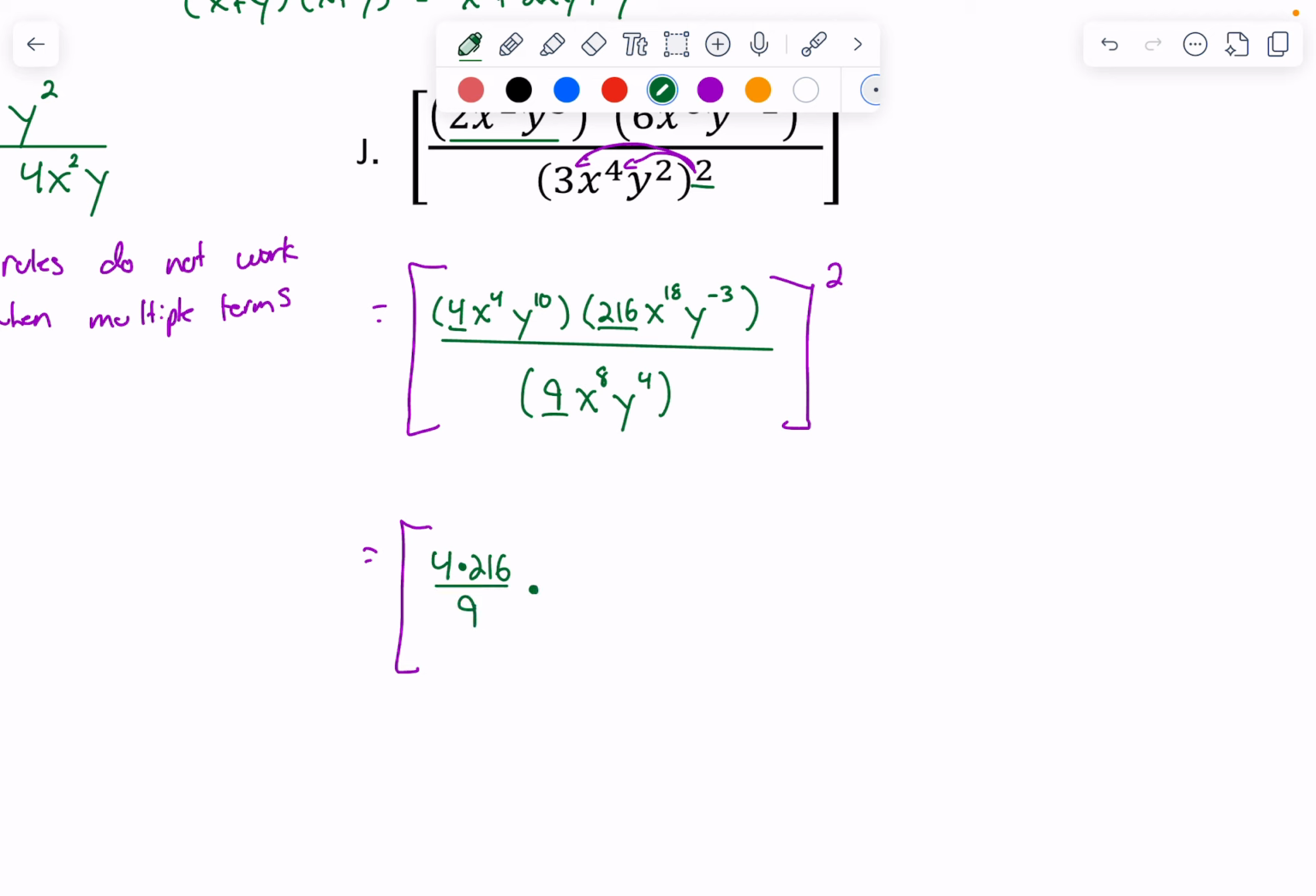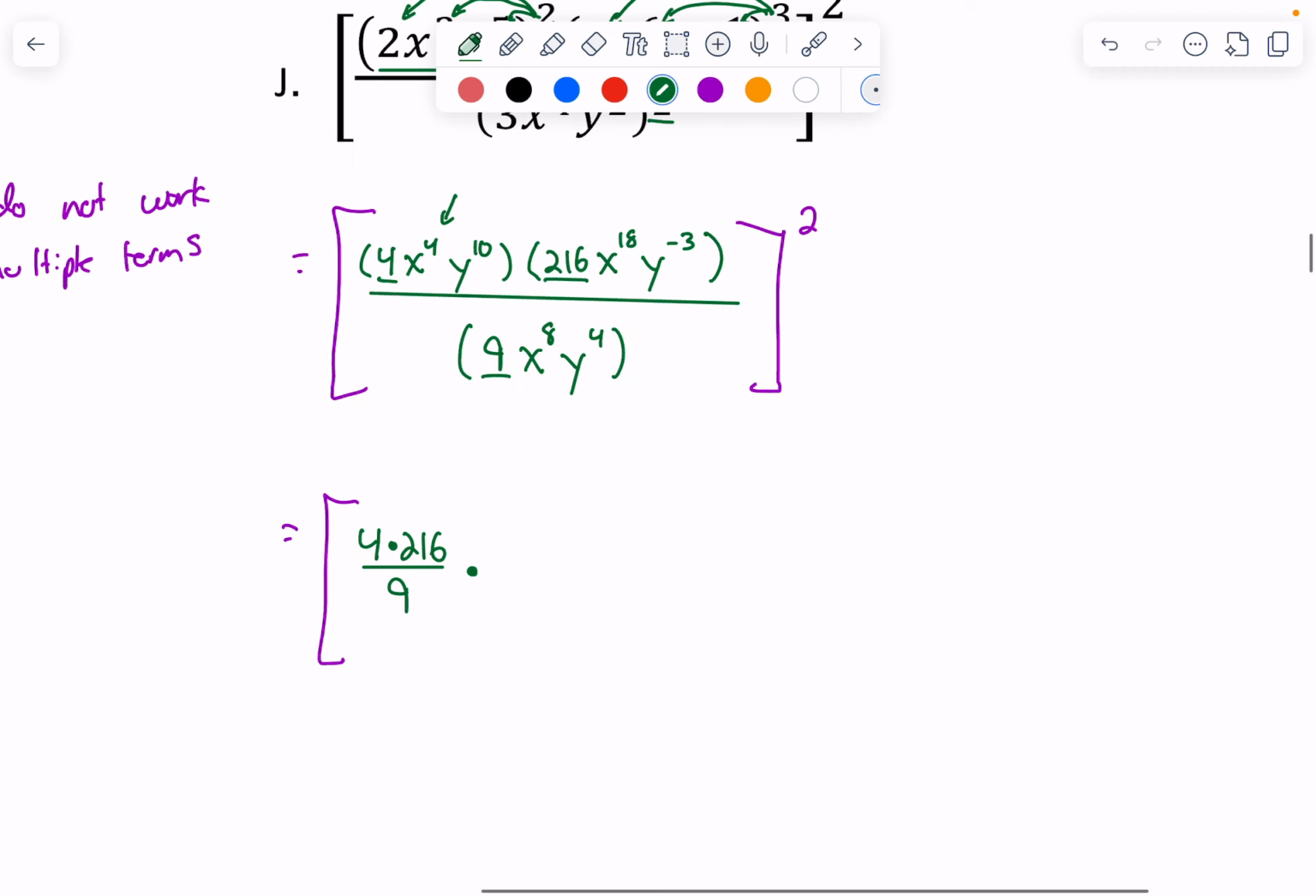Now let's look at our variables. So we have the x to the 4, and then here we have x to the 8. And again, these are being multiplied, so that would then be being added. And then on the bottom, you have a division of x to the 8, so then you're subtracting 8 x's.